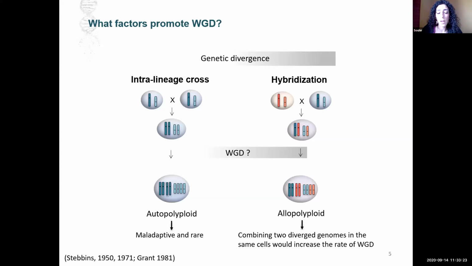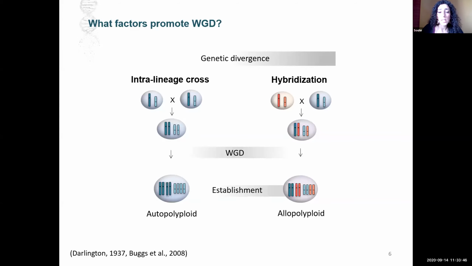hybridization is the only cause of whole genome duplication. However, autopolyploids have been considered for a long time to be maladaptive and very rare in natural populations. It has been suggested that there is a higher probability of whole genome duplication in hybrids, because combining two divergent genomes in the same cells would increase the rate of whole genome duplication. Alternatively, it has been proposed that the positive correlation between parental divergence and allopolyploid speciation could be related to the successful establishment of polyploids rather than their formation.